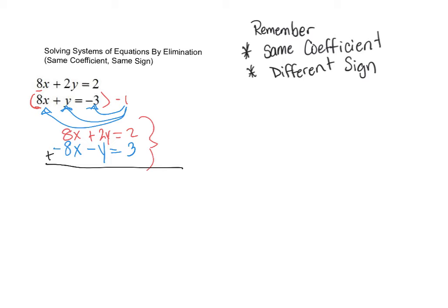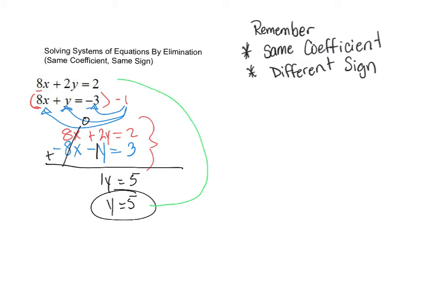So 8x plus a -8x is just going to give me 0. So x is eliminated. 2 plus -y is the same thing as 2 plus -1. So that's going to give me a +1y. 2 plus 3 is 5. So y will equal 5. Again, once you have one letter, you're going to go back and substitute into any equation you want.